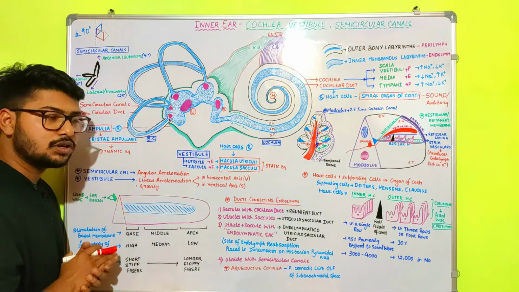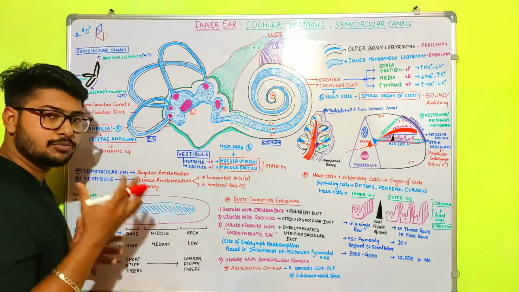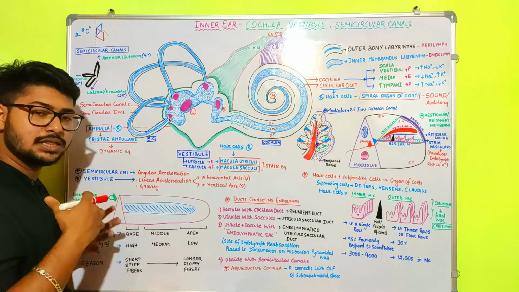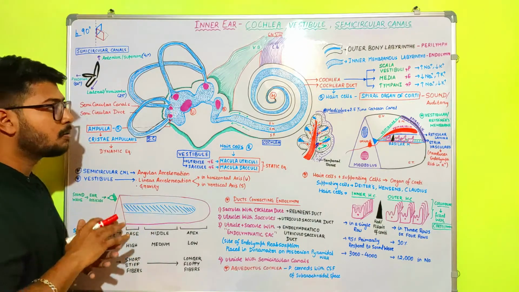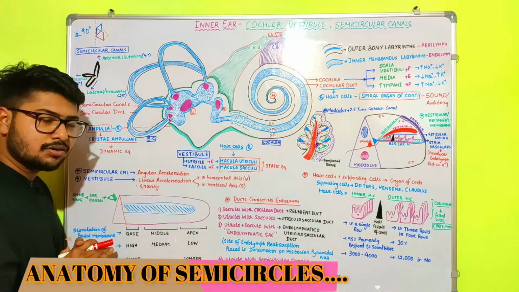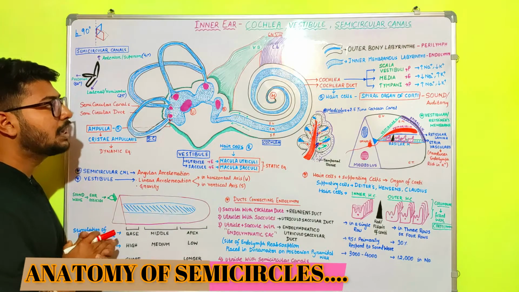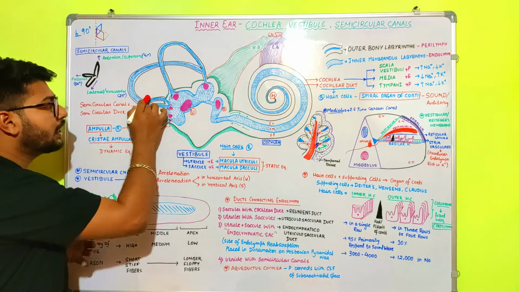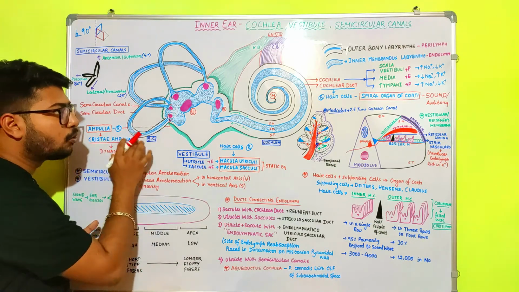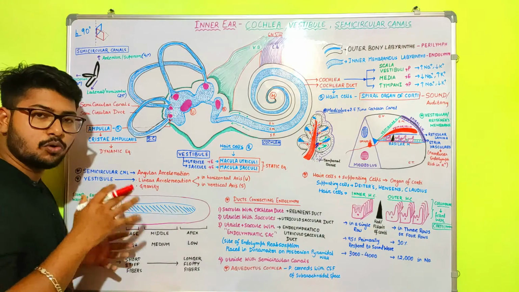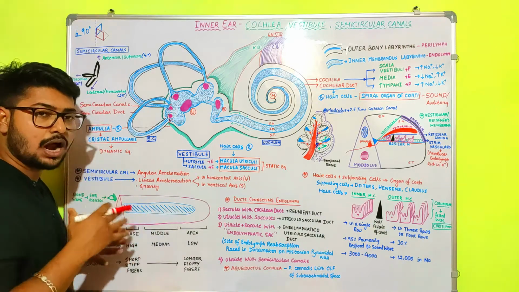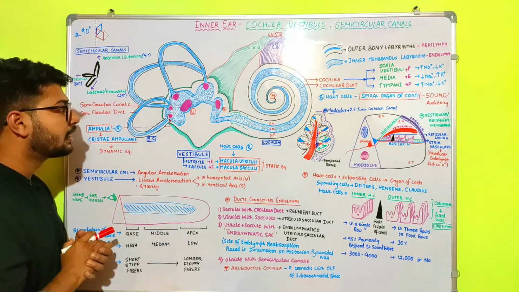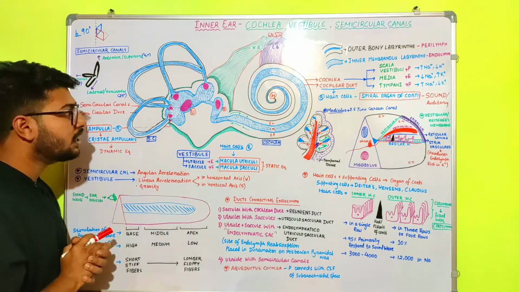The semicircular canals and vestibule are part of the vestibular system, which helps in the process of balancing the body. These semicircular canals are structures present in a bony covering. That bony outer covering is known as the bony labyrinth, or outer bony labyrinth, and inside them they have a duct known as the semicircular duct.